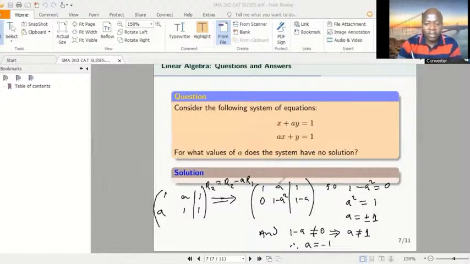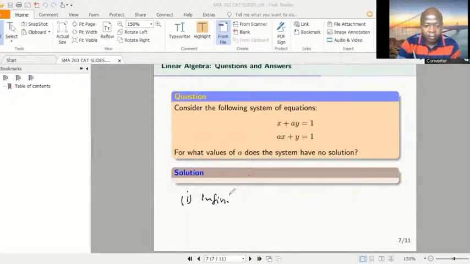Now, let me add some questions here for you to do as homework. But just on this question, I've answered what the value of A should be if this system has no solution. What about this one? You try it. What should be the value of A if this system would have infinitely many solutions?